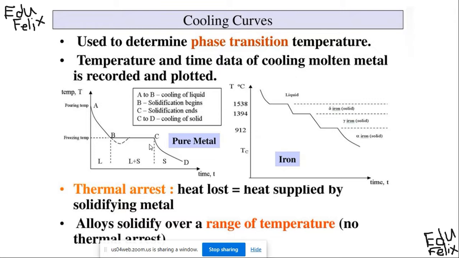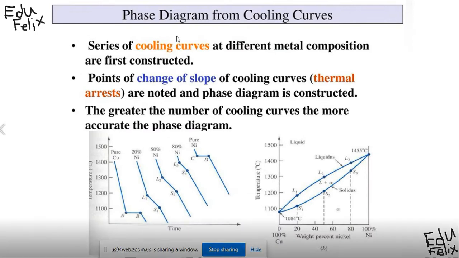So likewise you can identify some things from the cooling curves as well. Thermal arrest means that the heat lost equals the heat supplied by the solidifying metal. So at the phase transition, these things happen. And you can develop a phase diagram using cooling curves, right? Here a series of cooling curves for different metal compositions is first constructed, that means different molecular compositions. Then the points of change of slope of the cooling curves, the thermal arrests, are noted and the phase diagram is constructed.